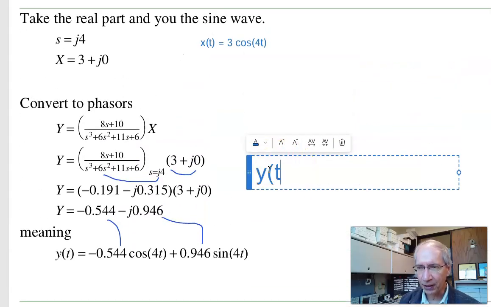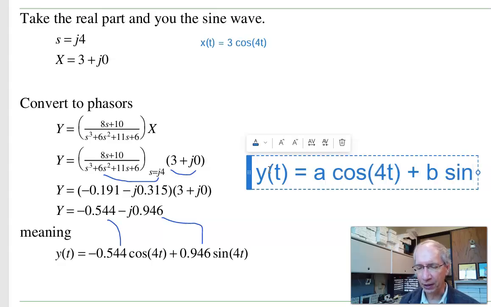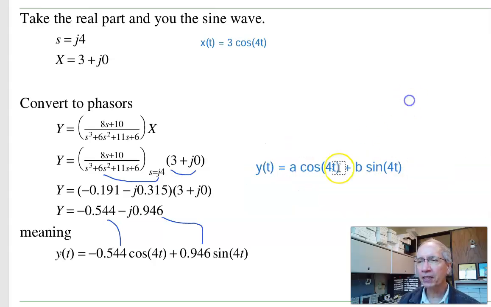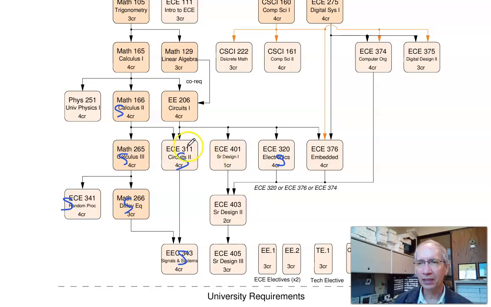Guess y of t is a cosine of 4t plus b sine of 4t. If I make that guess, I can take the derivative, second derivative, third derivative, substitute, solve for a and b, and it balances. Any other guess, it won't work. That's one of the problems with calculus. You have to guess the right answer to find the right answer. It does work, but it's tedious. This is a way to find the answer that's much, much easier. That's phasors. That is introduced in Circuits 2.